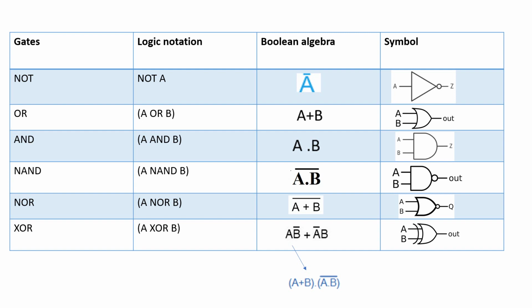It's very simple. If you are having two inputs like A and B, in the case of OR, you will be writing OR. In the case of AND, you will be writing AND. In the case of NAND, you will be writing NAND. In the case of NOR, you will be writing NOR. In the case of XOR, you will be writing XOR. When you say something not, you have to write the not first, then A. You can't write like A not. You have to write not A.